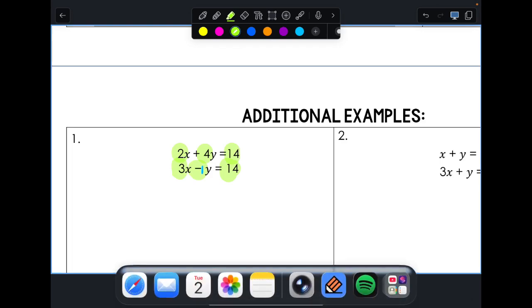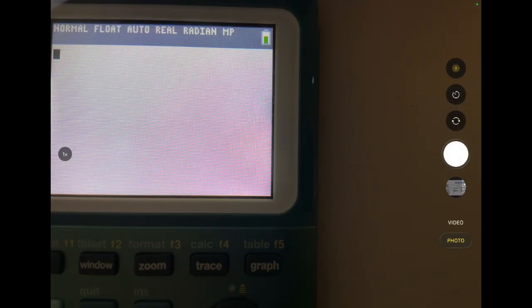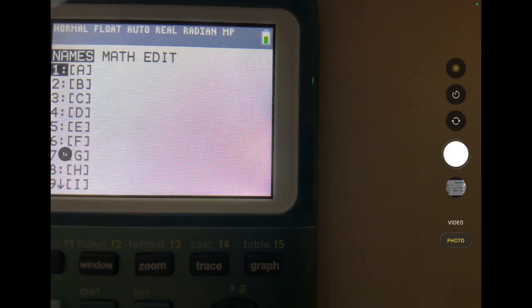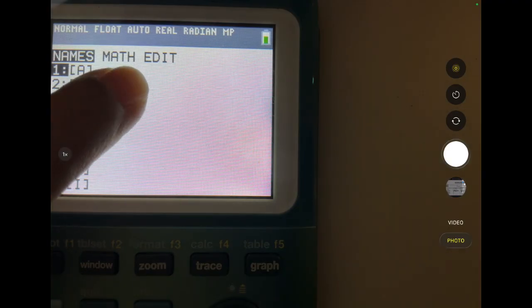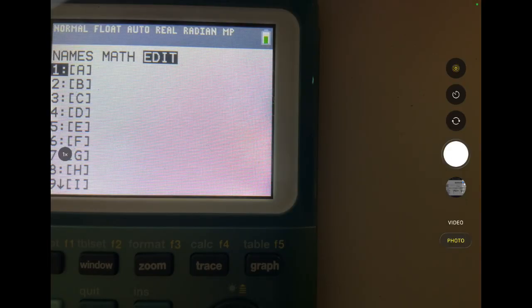So let's try this example together. Ready? All right, the first thing you want to do is go into matrix. Matrix is in blue. It's the button right under math that says x to the power of -1. Since it's in blue, you have to press second matrix. Everybody on this screen? Always start at the end. So you go all the way to the end to edit, and then press enter.